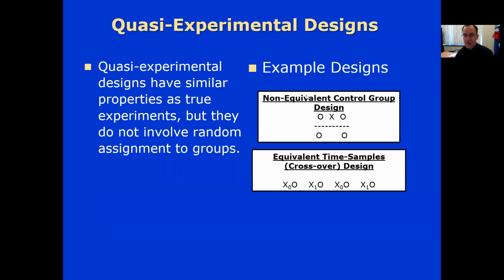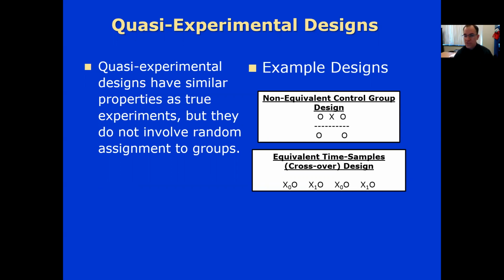Now, another research design is called the quasi-experimental design. They have similar properties as true experiments, but they do not involve random assignments to groups. So the first here is a non-equivalent control group design.